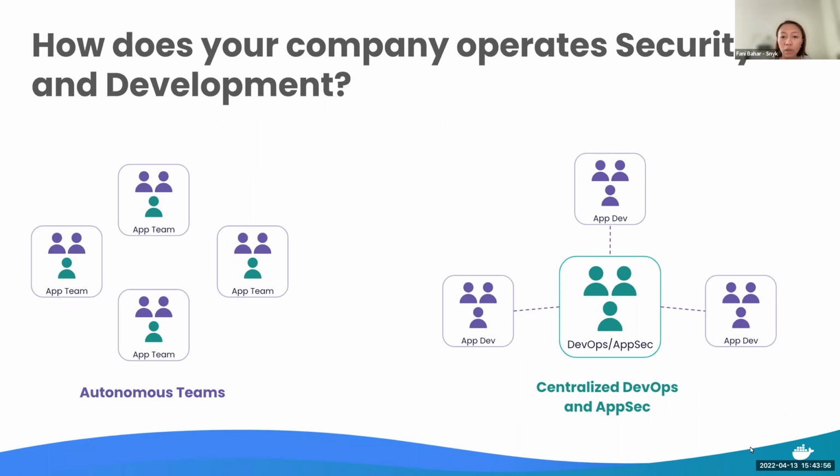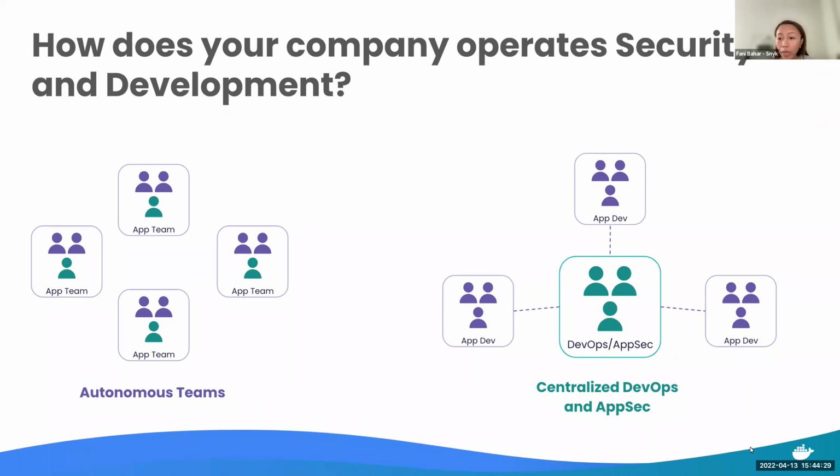So for example, if you operate as an autonomous team, meaning that you have a lot of different application teams, and the application team is not only writing code for building the application, but they are also taking responsibility for the security. They are taking responsibility for picking their base image, understanding the security of their application and also their images. So that's the autonomous team.